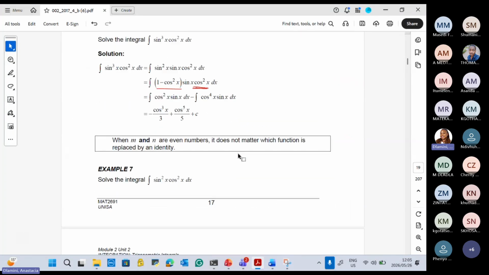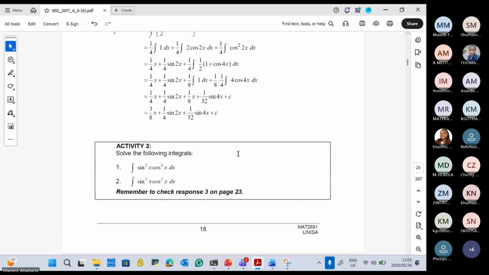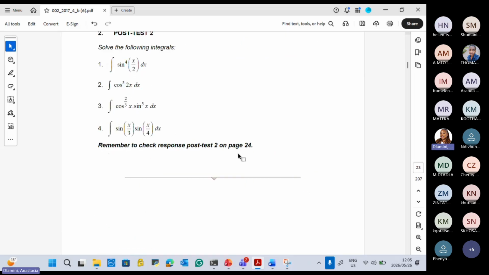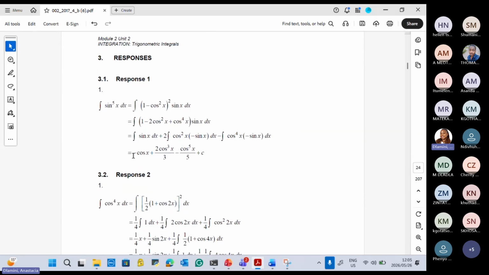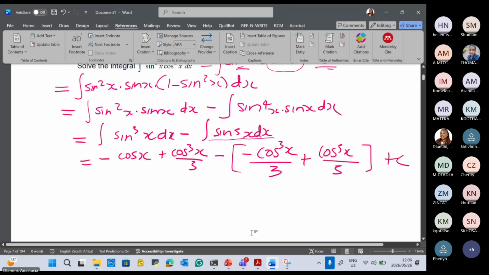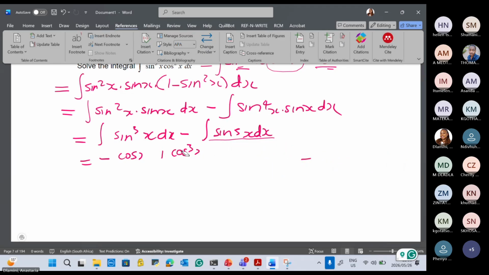Where's the solutions to the post test? Let's go back to the solution to the post test. Here it is. Do you see that? Sine to the power of 5, it's negative cos plus 2 cos to the power of 3. Let me see which page is this. Okay, I found it. Let's write it.